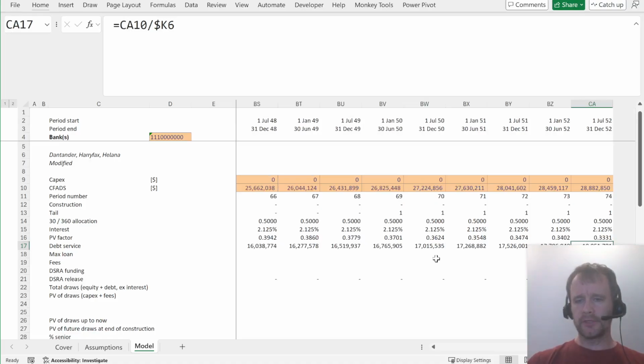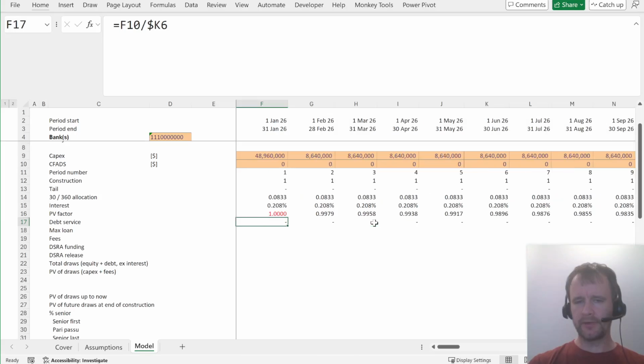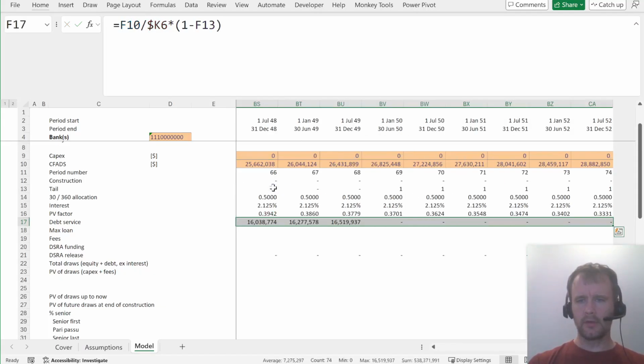But the additional twist is we can't use any of this money in the tail period for debt service, so we also have to multiply by 1 minus the tail flag. And so that zeroes out those ones.